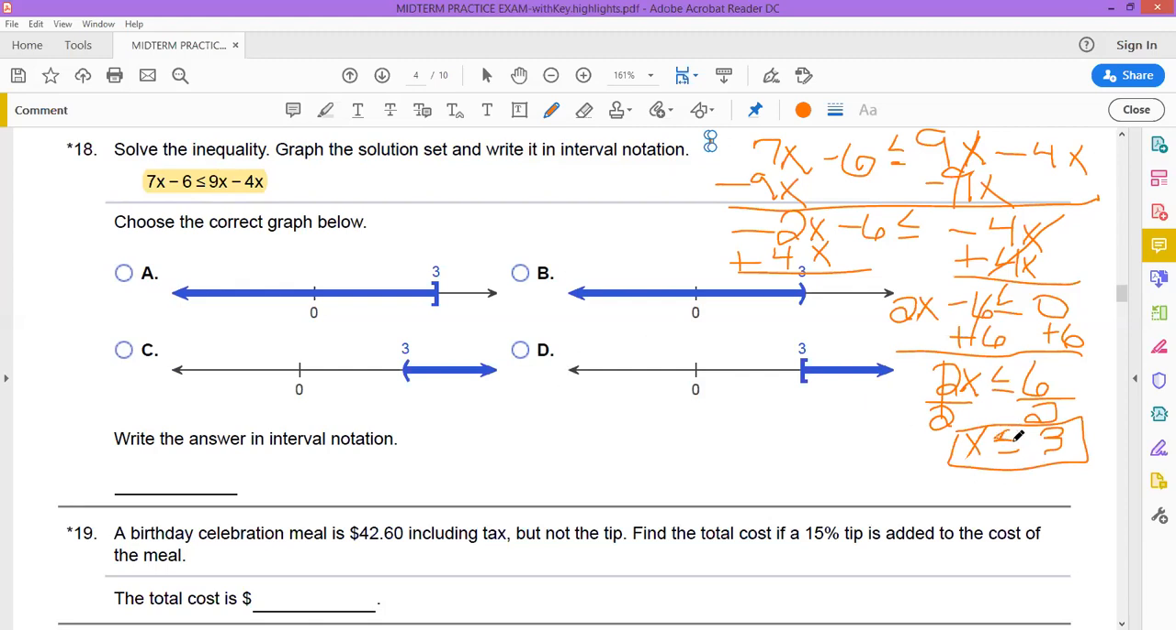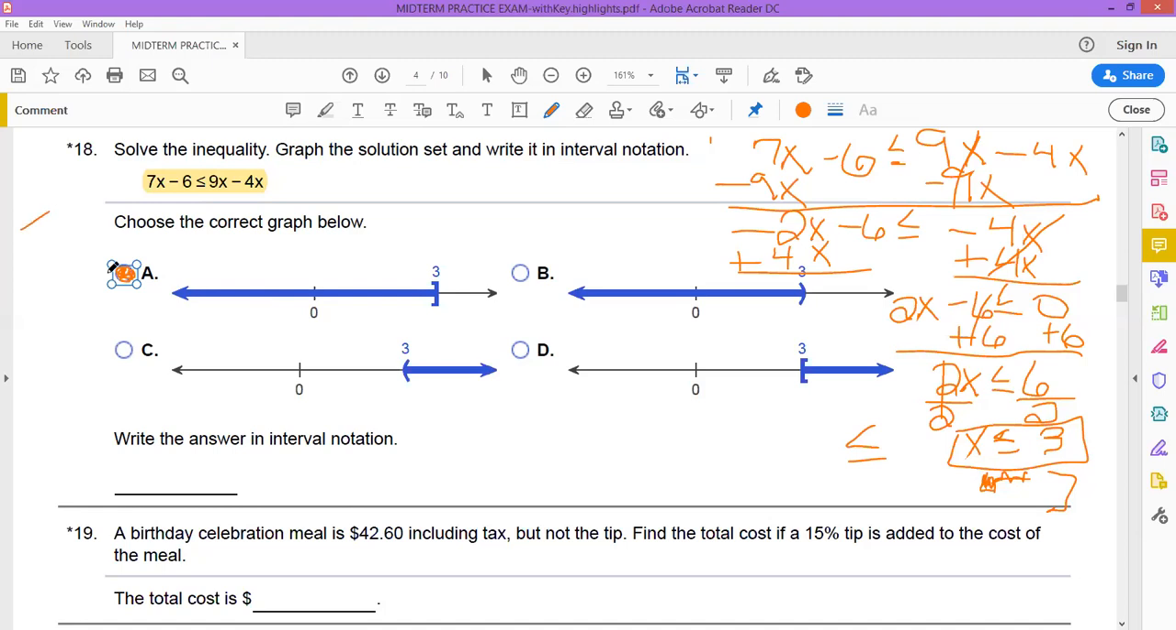Now the direction our arrow is pointing this time is less than, it's pointing to the left. So we're looking for a graph that's shaded to the left and one that has brackets. So look at our symbol, it's less than or equal to. So we're looking for a bracket at 3 and a graph that's shaded to the left of that bracket. So positive 3 with a bracket here, it will be letter A.